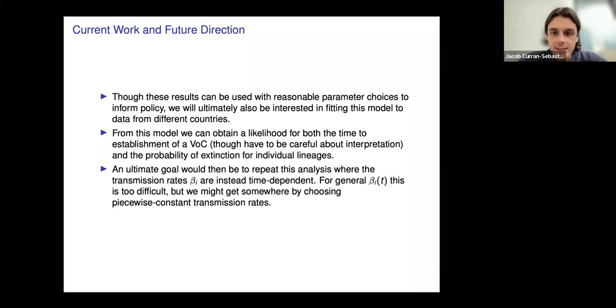One way that we can simplify it, if we can't do it for general time-dependent rates, is to choose piecewise constant transmission rates and see if that gets you anything. If you do that, your Kolmogorov or master equations end up being a PDE instead of an ODE, and it's in general more difficult to solve. But maybe there are some clever techniques that we can use to solve that. So that would be one thing to do.